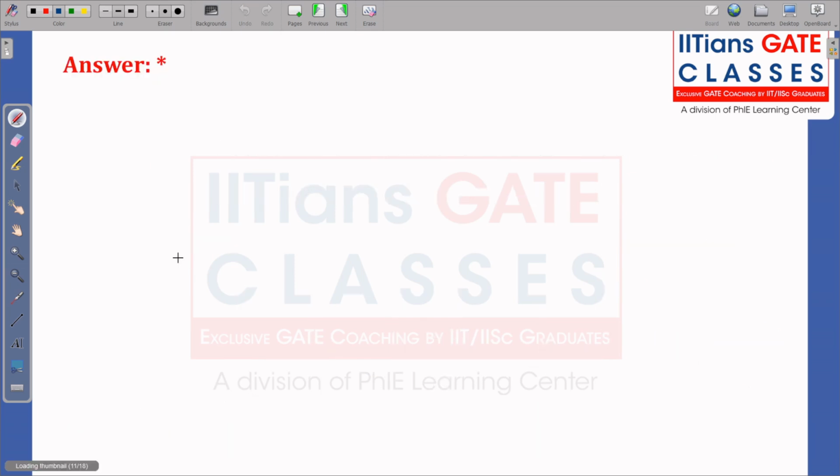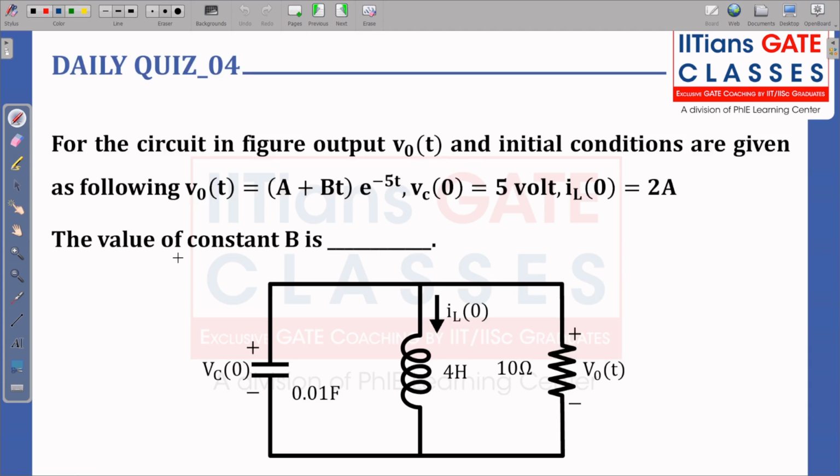So the next question that we have over here is what? For the circuit in the figure, output V0 and initial condition are given as follows. VC is equal to 5 volt, IL is equal to 2 ampere. The value of constant B is. So you need to find out the value of this constant B in this equation. Okay, second order equation. So how do we solve this? Look very carefully.